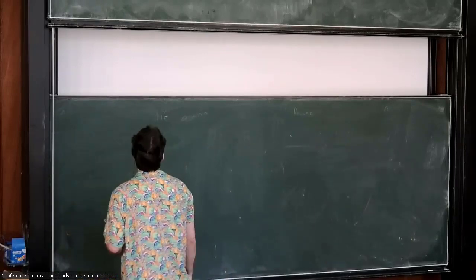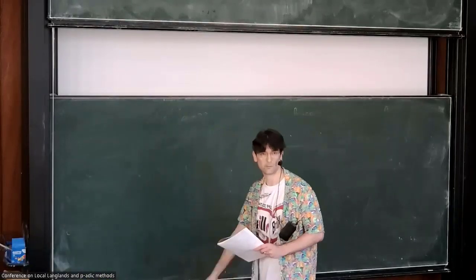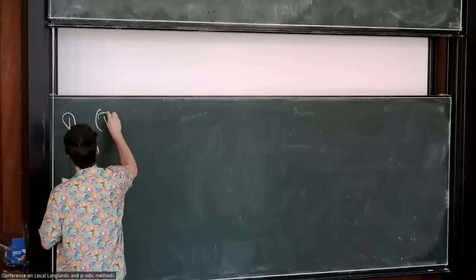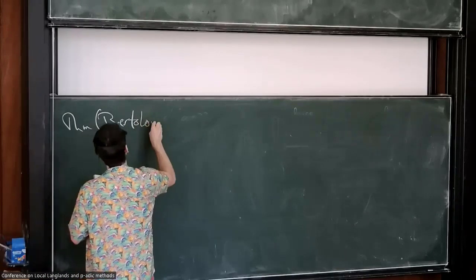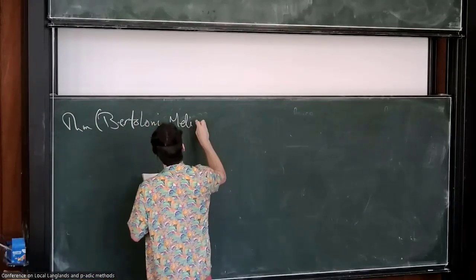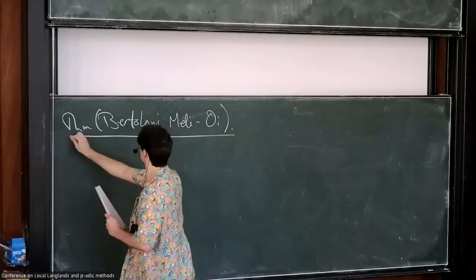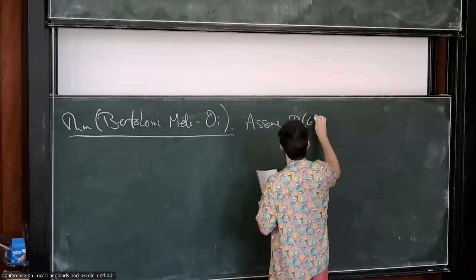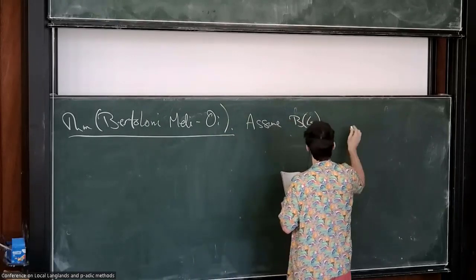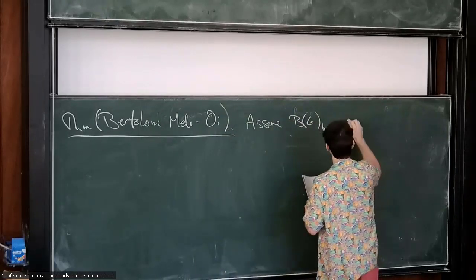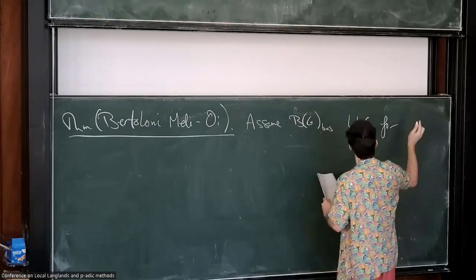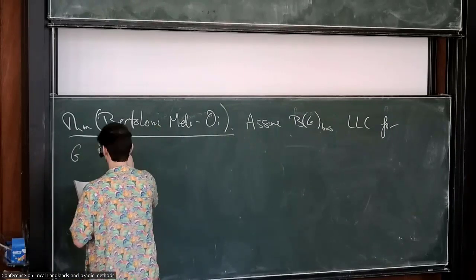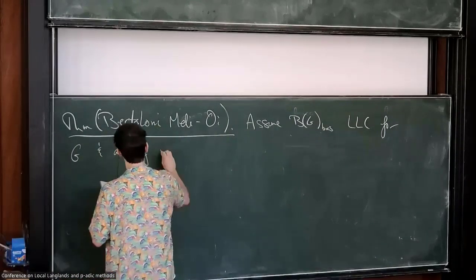But it turns out that if you know this, not just for G, but for all its standard Levi subgroups, and you're really clever, you can prove the following theorem. So if you assume B(G)-basic local Langlands, not just for G, our fixed group, but for all of its standard Levi subgroups.